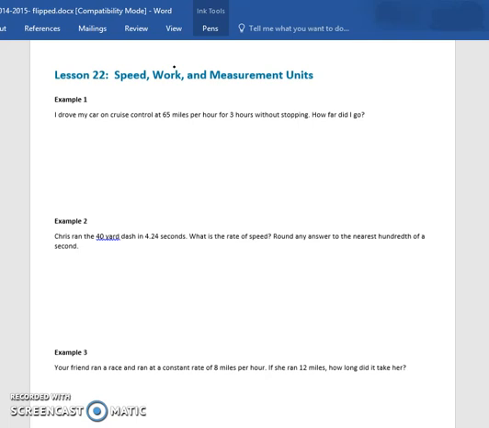All right. So we're looking at lesson number 22 here, and the idea is we're going to focus in on making sure we're answering the question that we're asking. A lot of similar setup here. I drove my car on cruise control at 65 miles per hour for 3 hours without stopping. How far did I go?